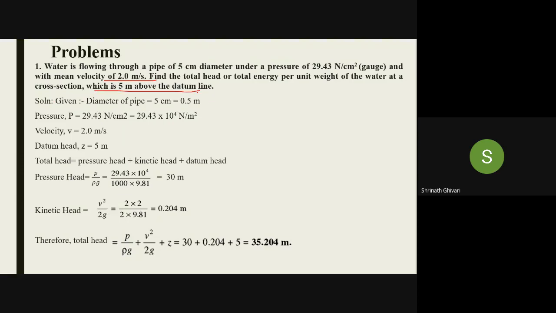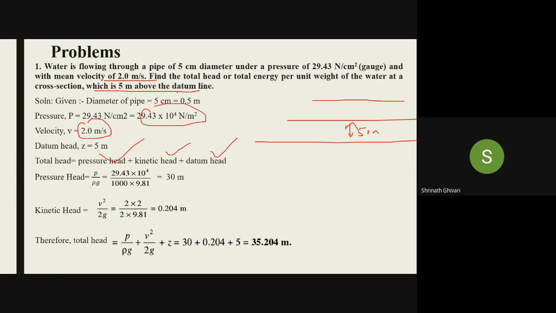What he is saying is that there is a pipe of 5 centimeter diameter under a pressure of 29.43 Newton per centimeter square gauge with a mean velocity of 2 meter per second. Find the total head, that is, pressure head, kinetic head and datum head, of the water at the cross section which is 5 meter above the datum line. So if this is the datum line, the pipe is 5 meter above it. This is the potential head. The fluid is flowing with some velocity, it has some pressure, and he has given the diameter.